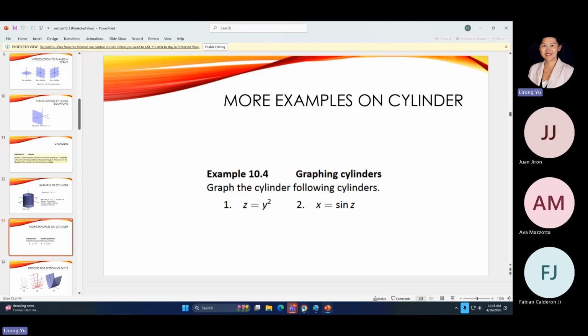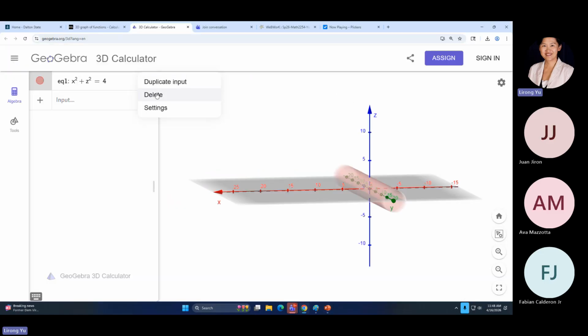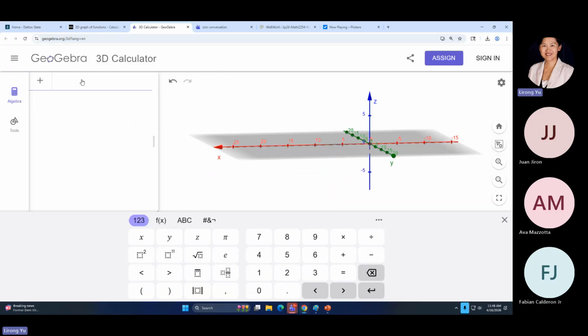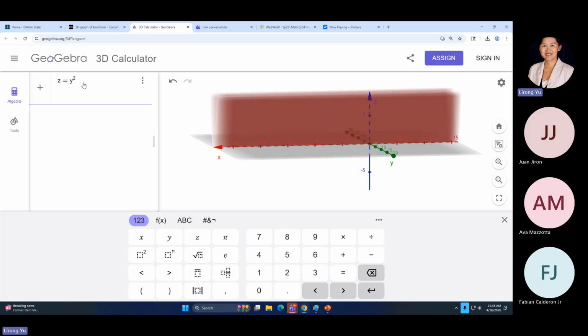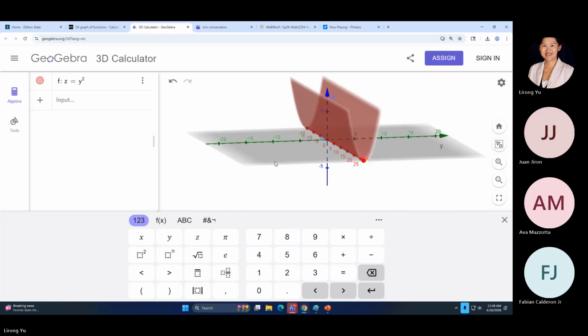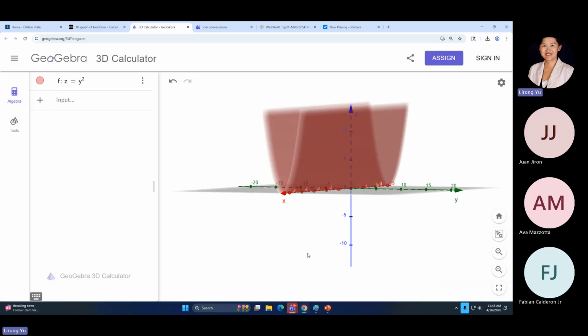Instead, we'll just look at how it looks visually. This is z equals y squared. This is what we call a parabolic cylinder. It's a cylinder because it's parallel to the x-axis.